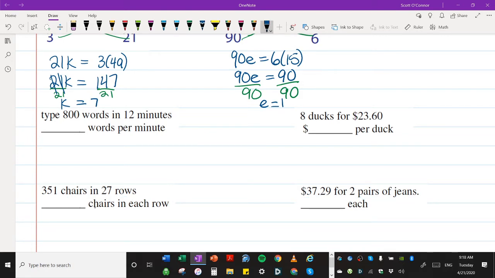Now what we want to do when we want to get a unit rate means one of the terms in the rate is reduced to 1. Okay? One term is reduced to 1.